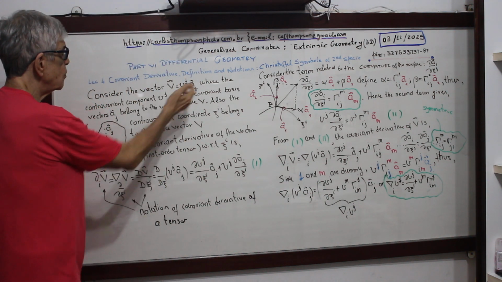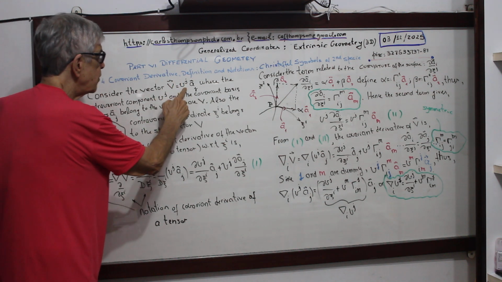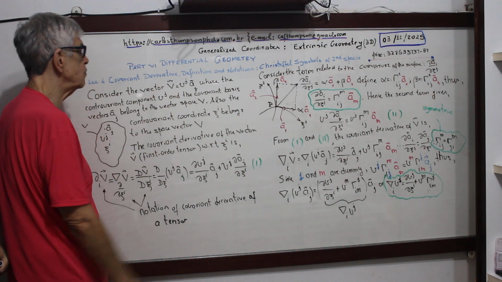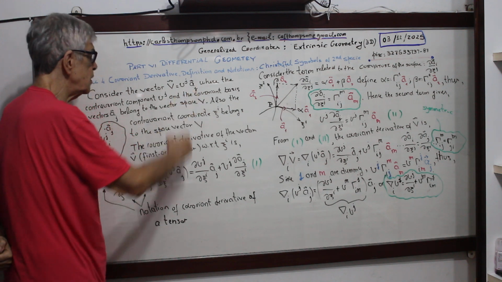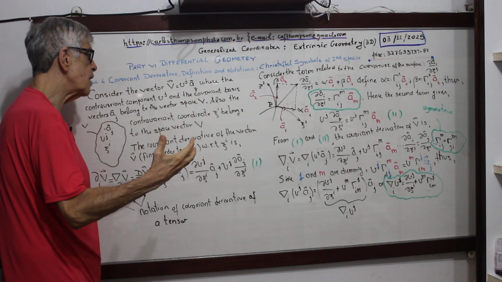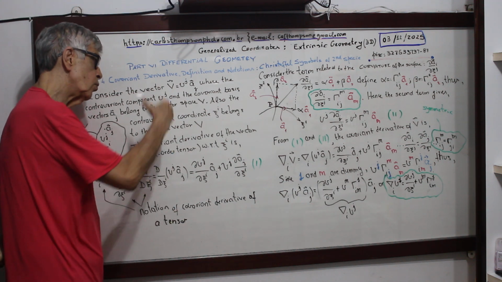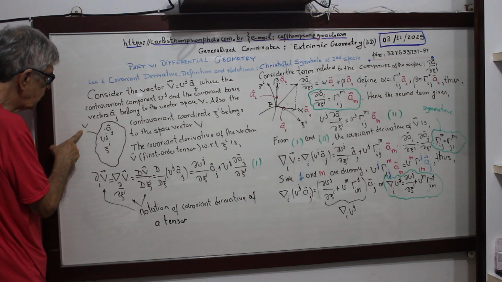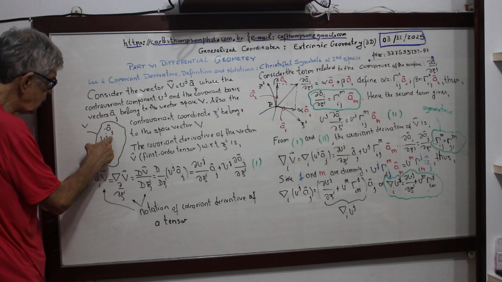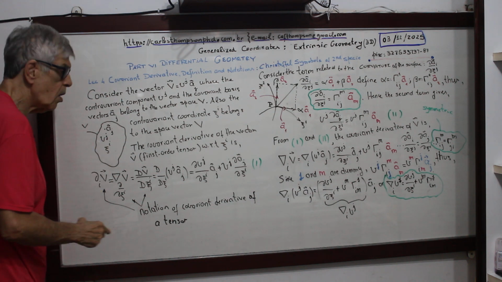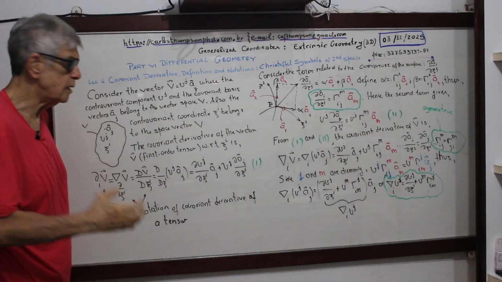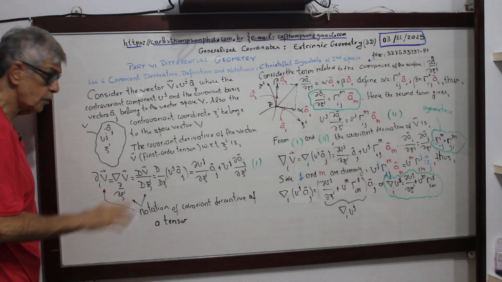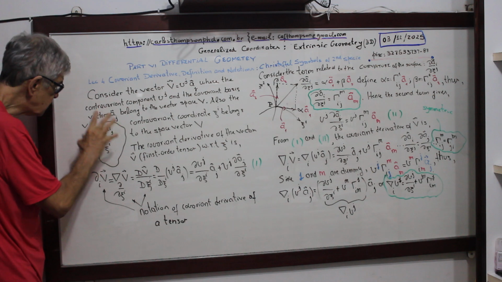Now consider vector V, okay? Vj are the contravariant components of this vector V, and A sub j is the covariant basis vector of the same space vector here. You see, this is Aj, Vj, and Xi. Xi are the contravariant coordinates. All of these belong to the space vector V, not the dual, okay? That's a space vector V.